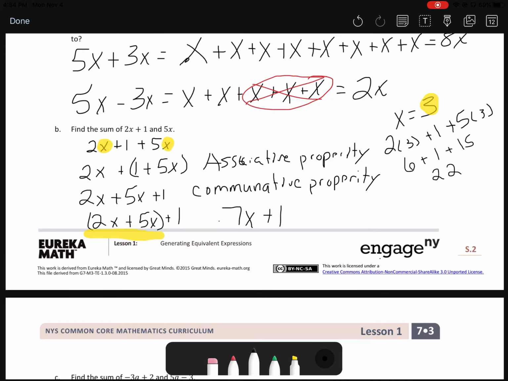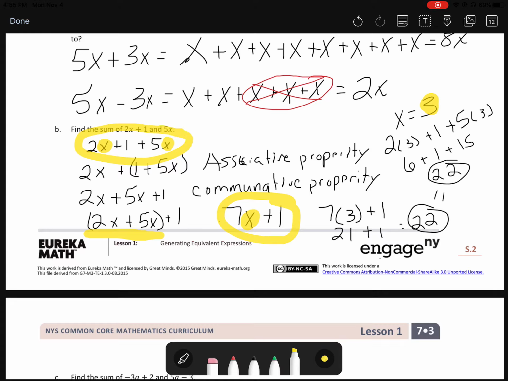Now let's try it on this one and plug in a 3 also for that one. 7 times 3 plus 1. 7 times 3 is 22, plus, oops, my apologies. 7 times 3 is 21 plus 1 equals 22. They are the same. So yes, this expression and this expression are the same.